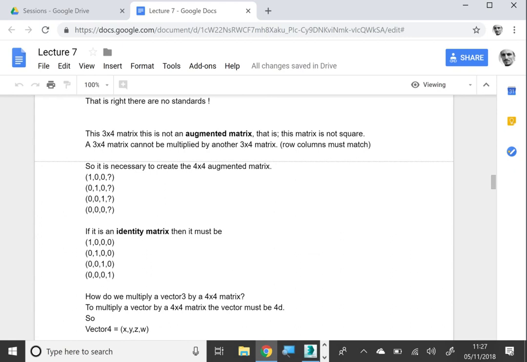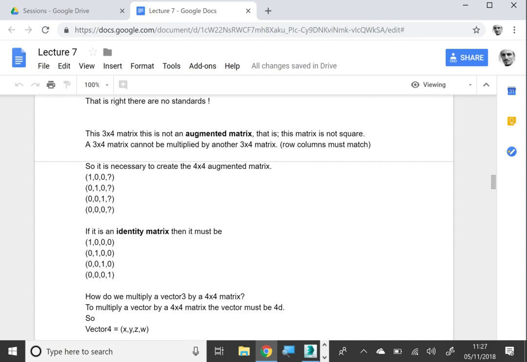So we have a 3x4 matrix, and this is not an augmented matrix. It's not square. And the problem with non-square matrices is we can't multiply them against each other. We can't multiply a 3x4 by a 3x4 because rows and columns need to match to do matrix multiplication. So what happens is that they agree that we need to make it a 4x4. So that means I'm going to stick another column on the end. So it's now a 4x4 matrix.